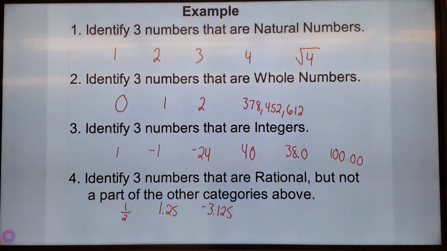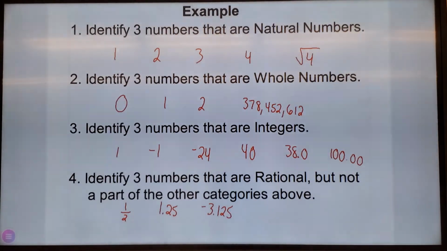Okay. Number 3, identify 3 numbers that are integers. So notice here, I have 1, -1, -24, 40, and then I throw in some of those decimals that I talked about, 38.0, 100.00. Okay, doesn't matter how many zeros, as long as it's just zeros at the tail end, it's an integer.